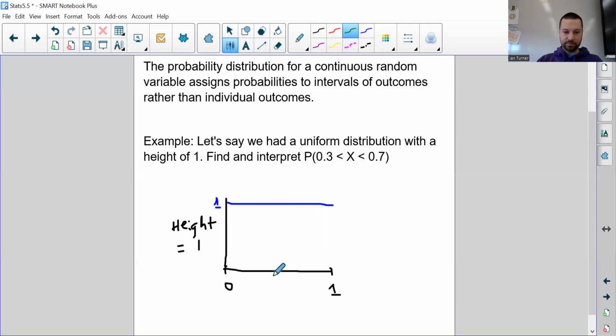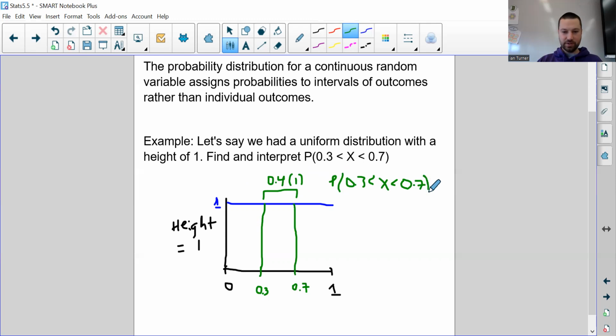So let's change colors again. Let's say this is 0.3. This is 0.7. Okay, so here would be our area underneath this, right? So what's this distance? This distance is 0.4 times our height, which is 1. Okay, so the probability that we land in between 0.3 and 0.7 is just 0.4. Seems kind of silly, doesn't it?